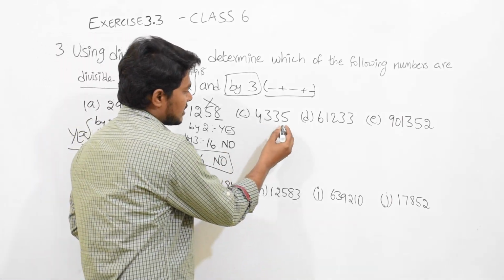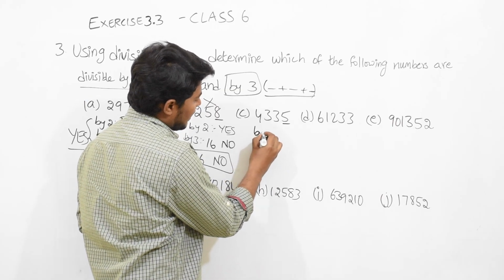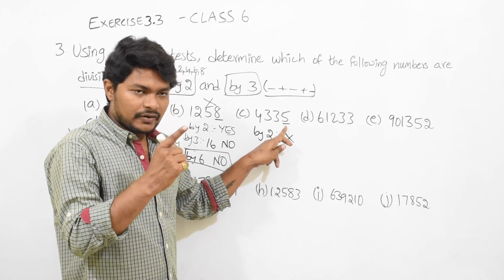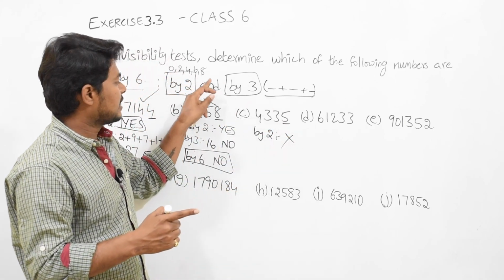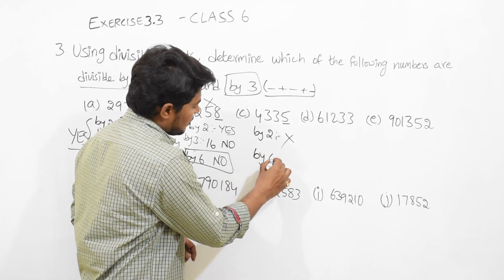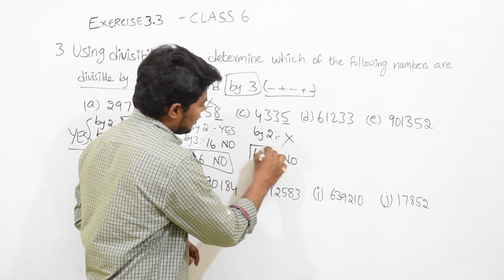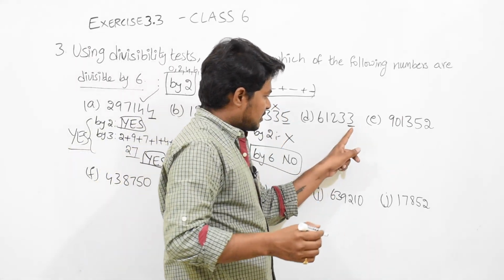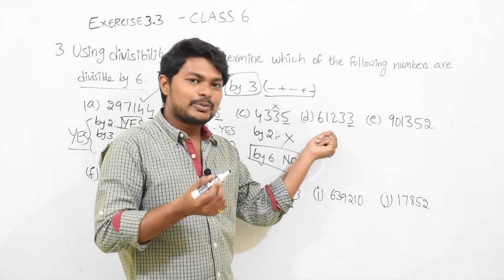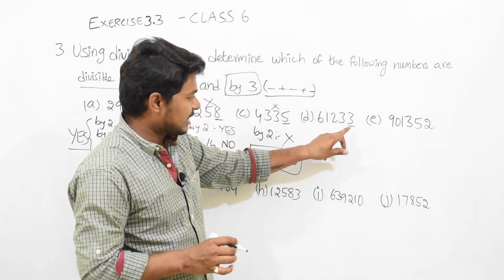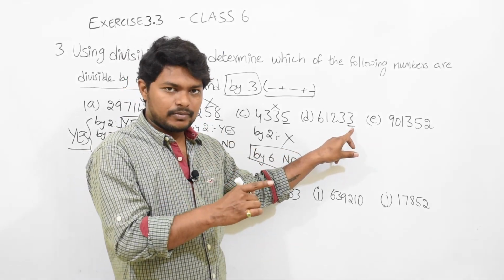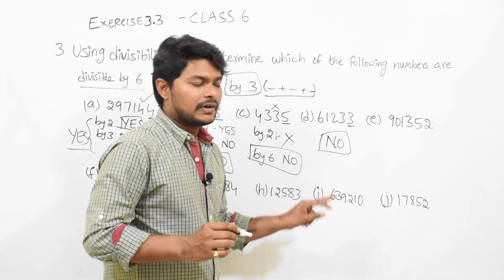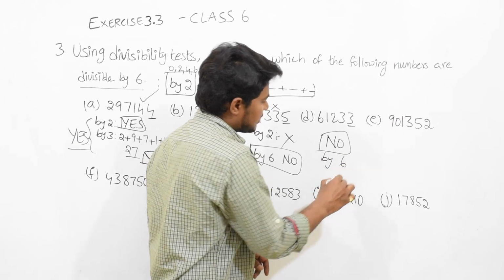Now in this case, straight away by 2 it doesn't satisfy. Why? Because the last digit is 5. 5 is not 0, 2, 4, 6 or 8. So straight away you can write by 6 also, no, it is not divisible by 6. Next, last digit 3. Straight away by seeing the number we should be able to tell whether it is divisible by 6 or not. Here it is 3. 3 means it will not divide by 2, so it is not divisible by 6. A big no.